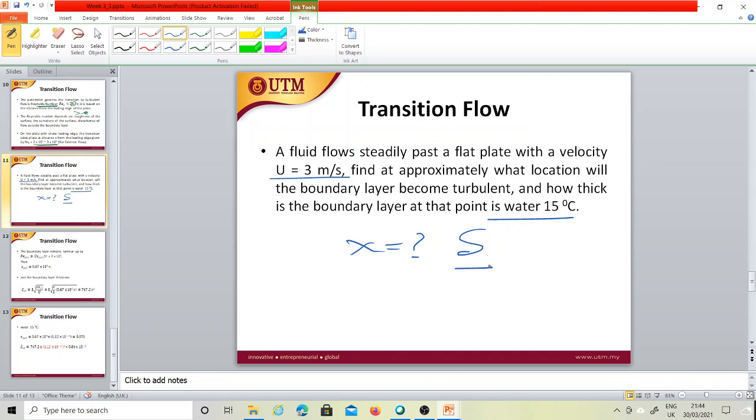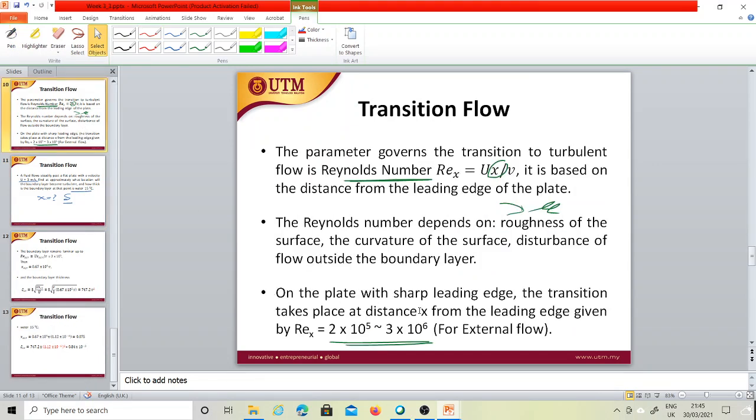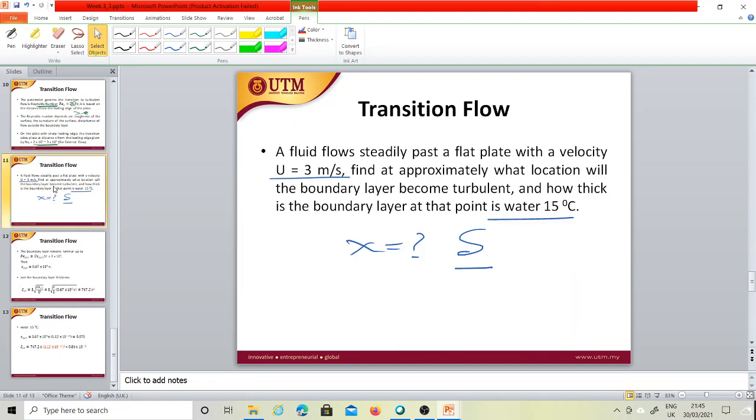So how are we going to find it out? The solution is already there, but you need to think. First of all, as you know, the transition depends on the Reynolds number. If you want to find out the value of x when it turns from laminar to turbulent, you need to consider the Reynolds number in between 2 into 10 to the power 5 and 3 into 10 to the power 5. So you can consider either of them, in between.